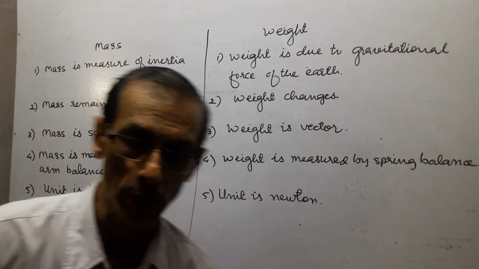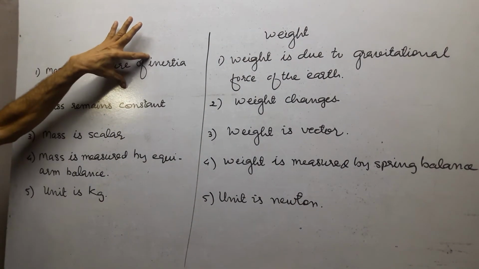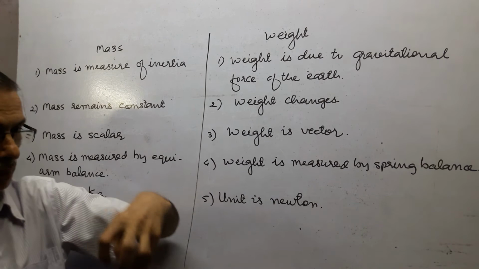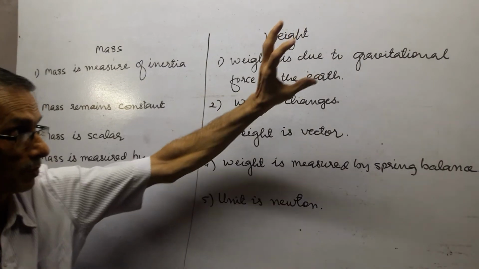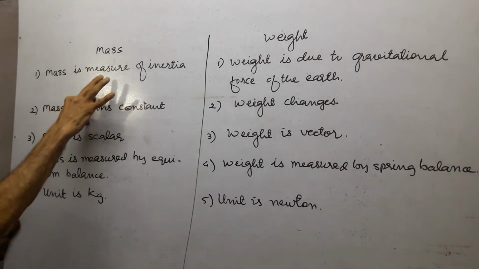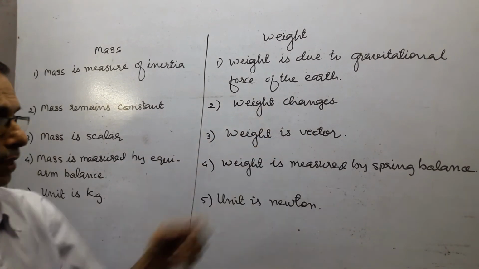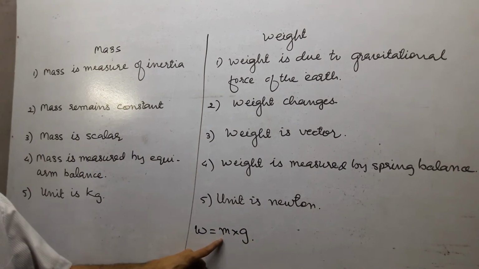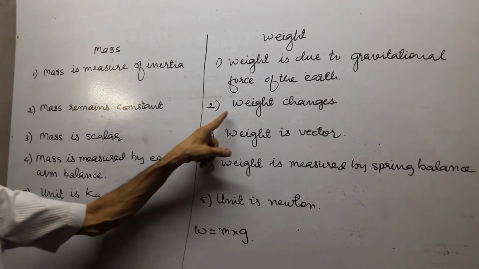Now we will differentiate between mass and weight. We know mass is a measure of inertia, and weight is due to the gravitational force acting between the body and the Earth. Mass remains constant, because as long as the matter in the body remains the same, the mass remains the same. But weight is the product of mass and gravitational acceleration. Mass is constant, but the value of g changes, and as g changes, the weight of a body changes.